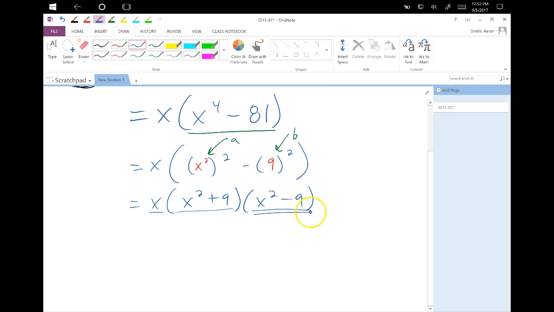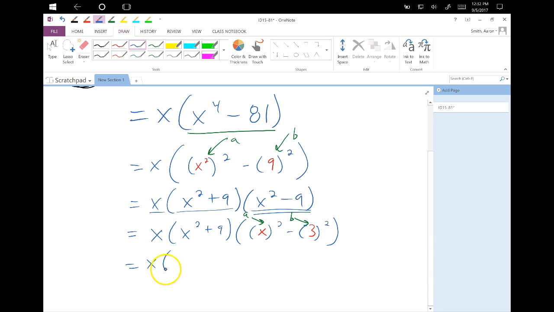But x squared minus 9 is another difference of two squares. So I can factor it even more. Right? That would be x squared plus 9. This is something squared minus something squared. In fact, it's x squared minus 3 squared. So in this case, my a is x, my b is 3.